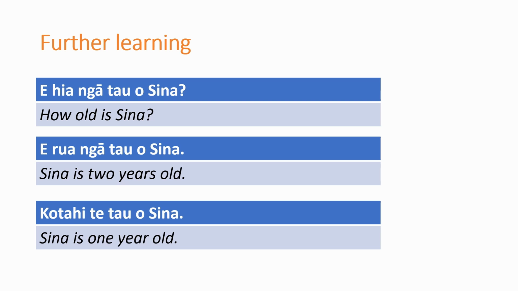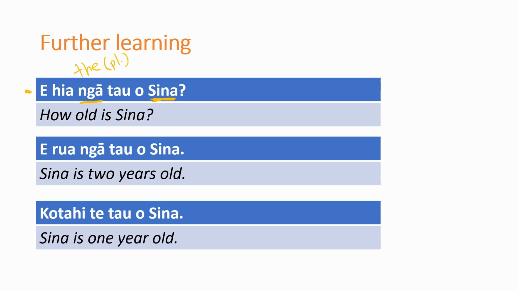And this is a further learning. You don't need to go over this, but it will be great if you want to learn more. These are the examples that are in the curriculum. So the first one is e hia ngā tau o Sina. So instead of saying his or her, you're asking for someone's age, someone specific, using their proper noun, Sina in this case. So that's why instead of having possession words, you have ngā, which means the, but plural.